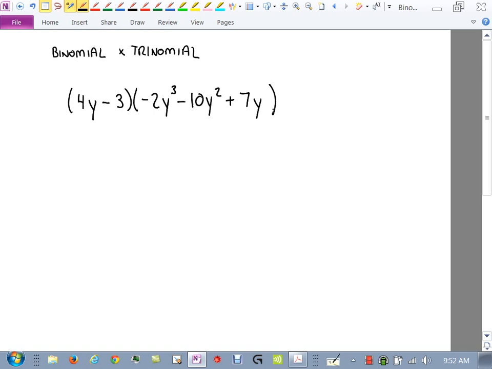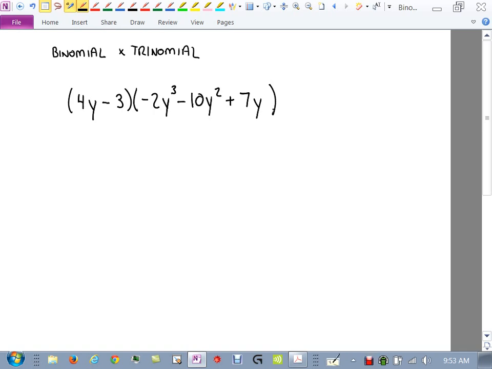Okay. If you're a big fan of FOIL, the method we just looked at, it's not going to work here. FOIL only works on binomials. That's why I'm not a big fan of FOIL, because if you only know FOIL, then you get this, and then you're kind of stuck.